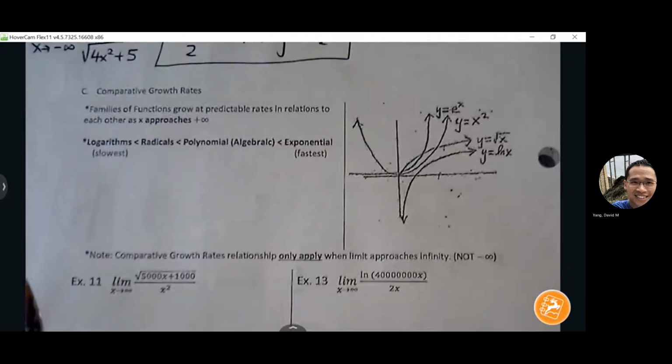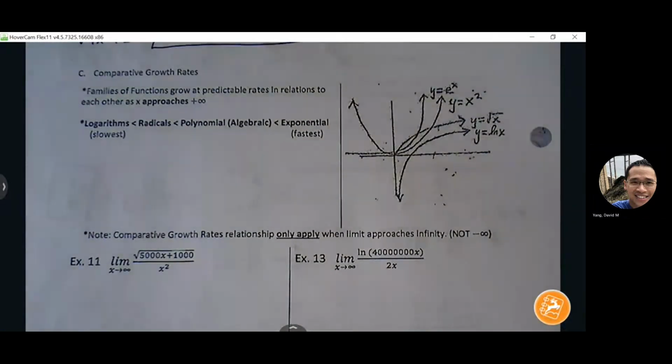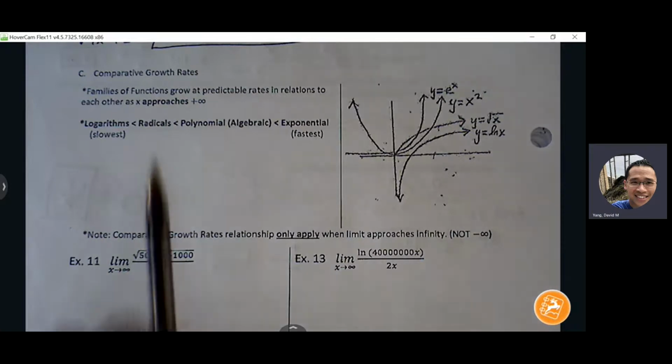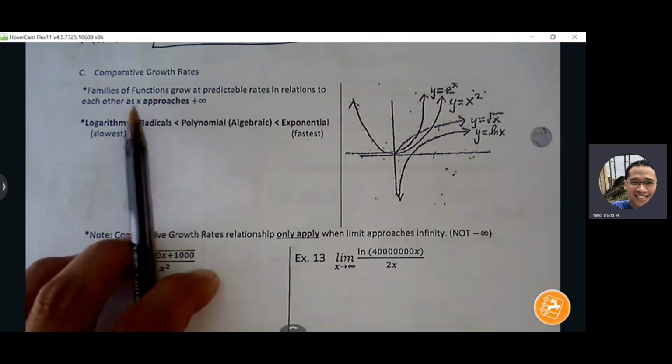Okay, bottom of the page. All right, this is called comparative growth rates. This is a very specific scenario, but it can be helpful, especially when we move in later on. We're going to be talking about curve sketching, and it's just nice to know these properties to help us gather information quickly in terms of end behavior.